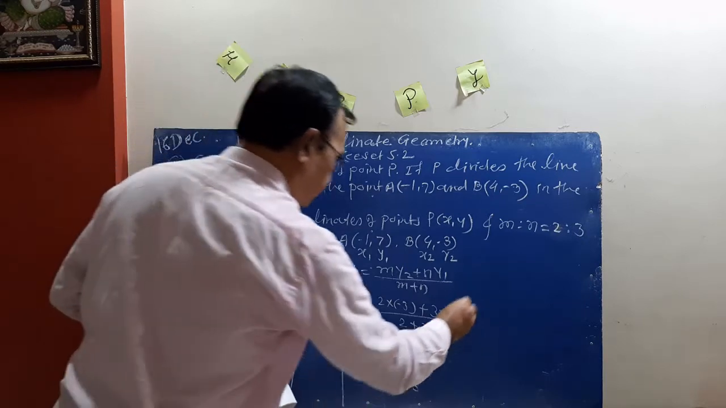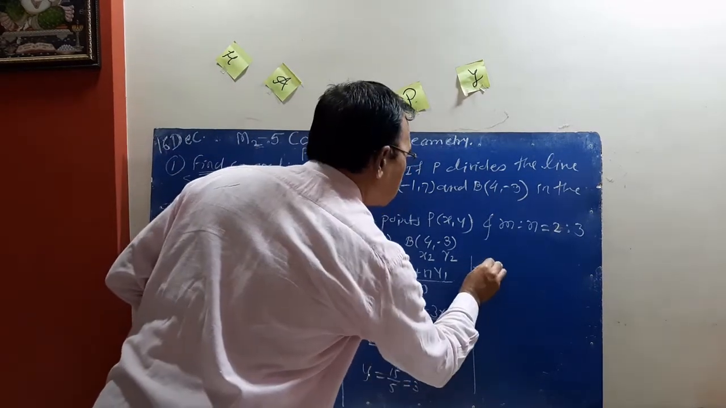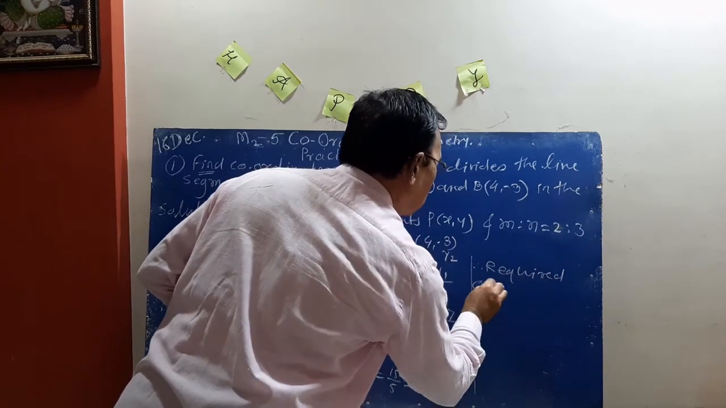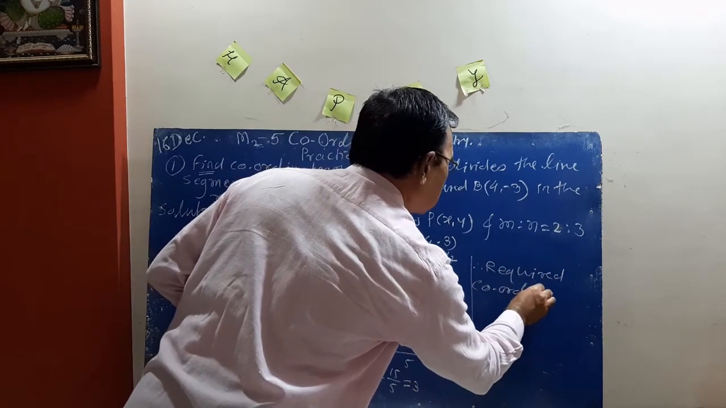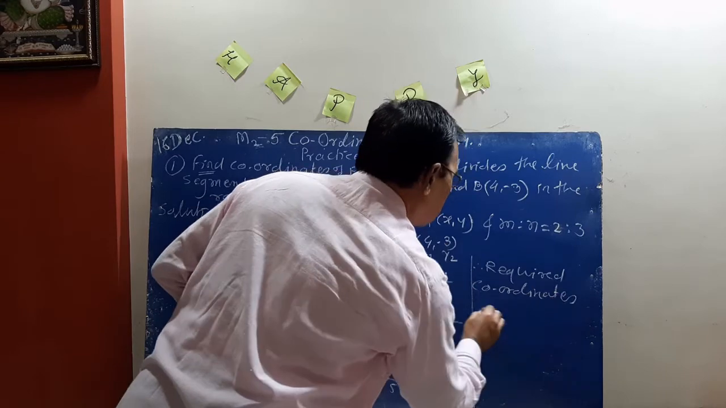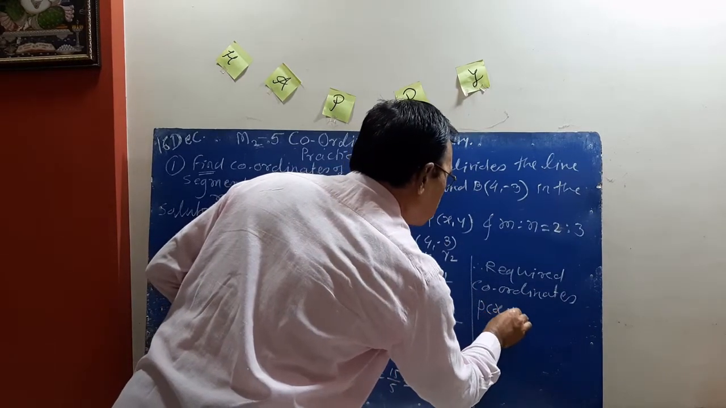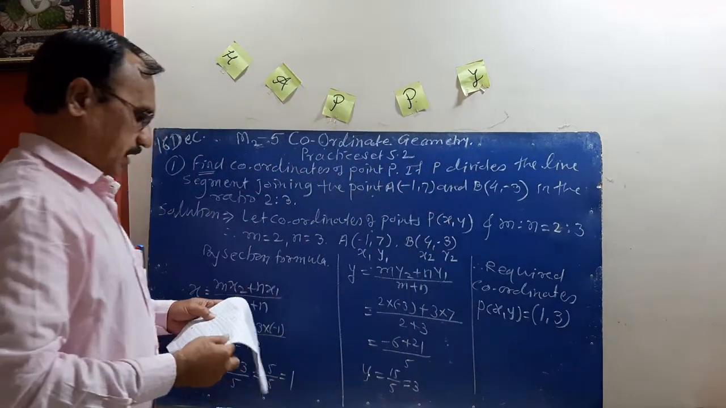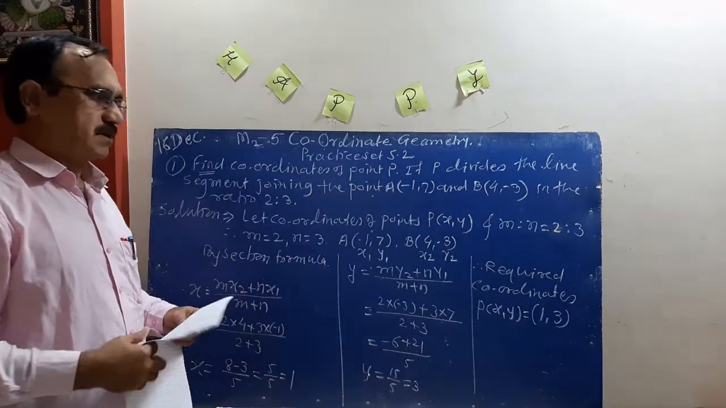And therefore required coordinates P(x, y) is equal to (1, 3), and this is our final answer.